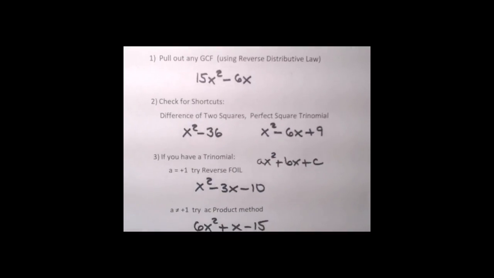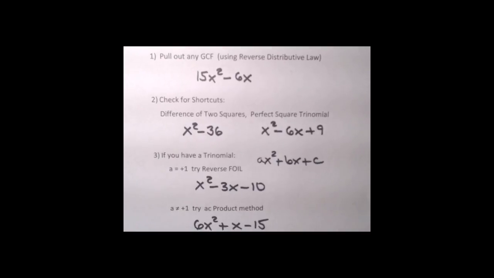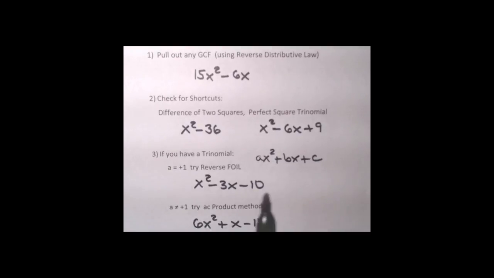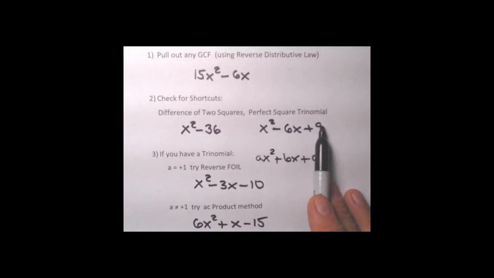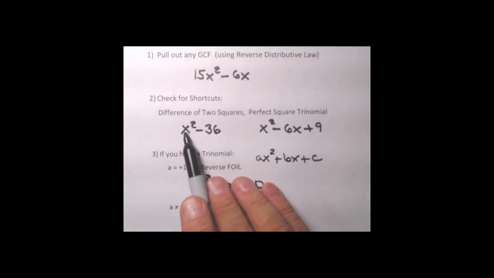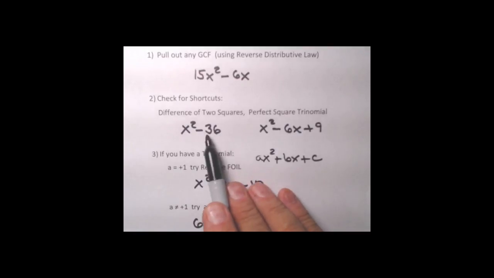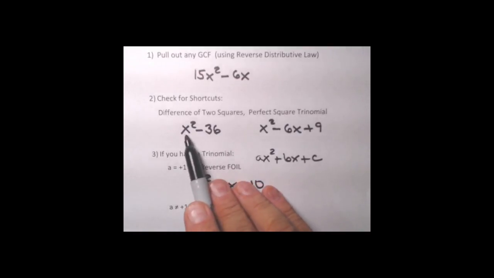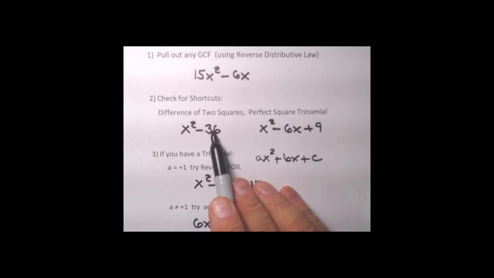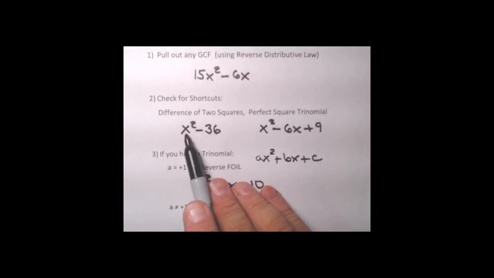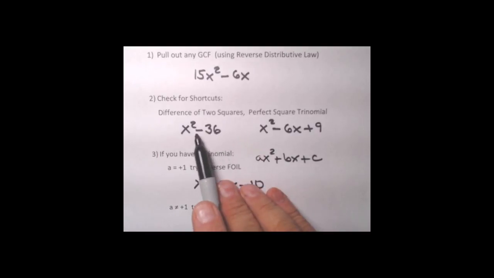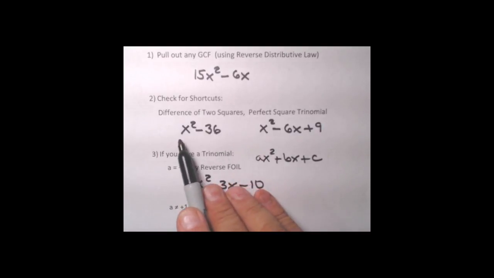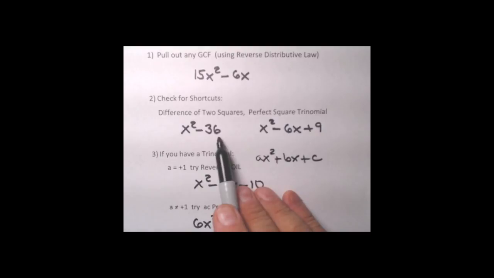Now, the next thing you look for is these shortcuts that we recently talked about. The difference of two squares and perfect square trinomials. Well, the difference of two squares, the name tells you what it looks like. You've got two terms that are squares, which means they have nice square roots. The square root of x squared is x, the square root of 36 is 6, and if you have the required minus in between, then you can get the factorization very quickly.